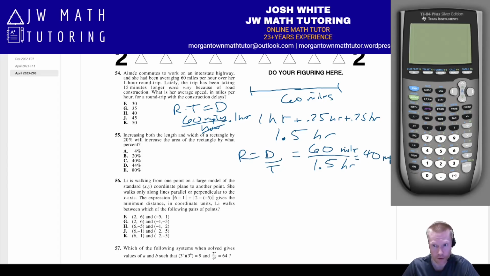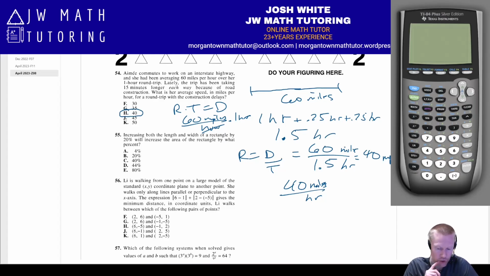Okay, so miles per hour. So the average speed with the construction delays is just 40 miles per hour. Correct answer for this one is letter H.